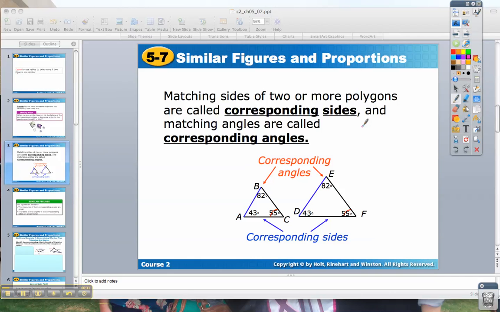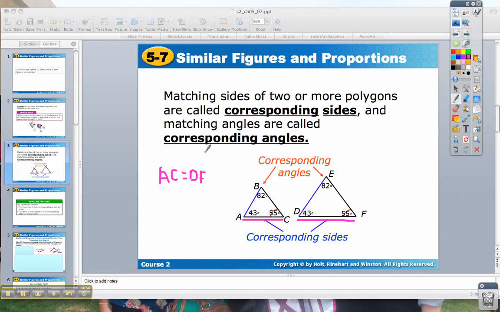So if we look in this picture, for example, we have corresponding sides and corresponding angles. AC, which is this side right here in this triangle, corresponds with DF. And we could write that as AC corresponds with DF.